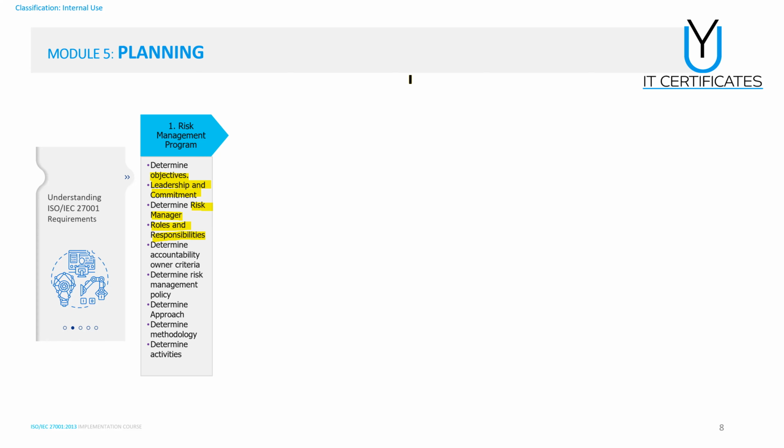Also, you have to define the accountability and ownership criteria. You have to make sure that there is compliance with the roles and responsibilities, that each one understands his responsibilities in a proper way. Besides, that the ownership of the risks and controls is very clear.